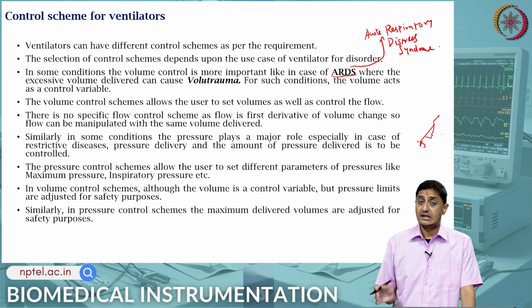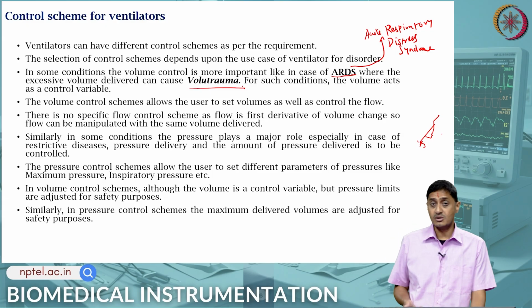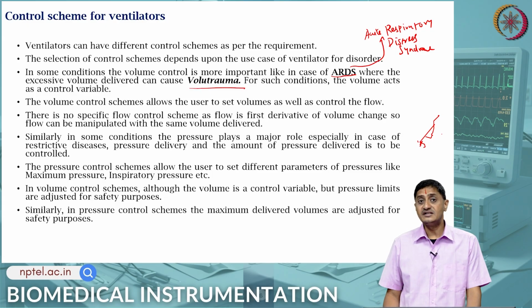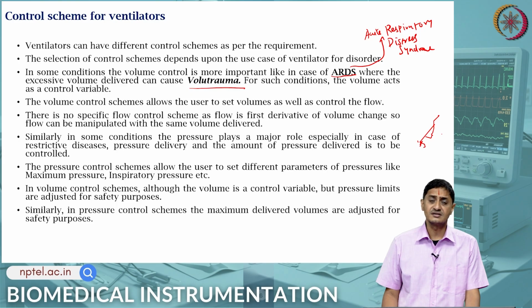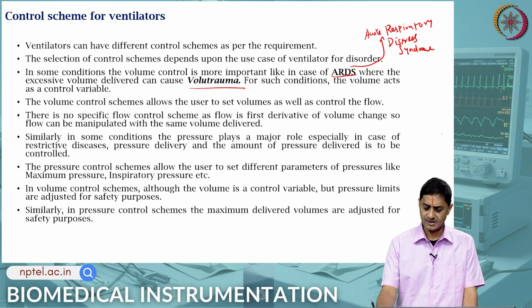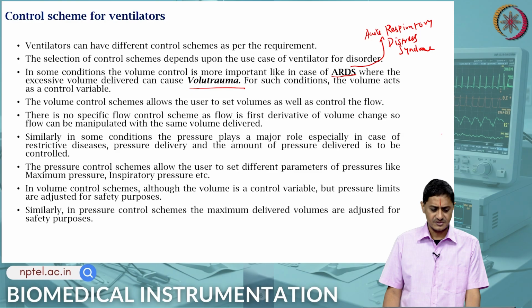In these cases, if more volume of oxygen is delivered, then it can cause volutrauma. Volutrauma is a form of ventilator induced lung injury, is it not? Lung pathology is a form of ventilator induced problem. For these cases, volume will have to act as a control variable. The volume control schemes will make sure that you set a volume that is safe.